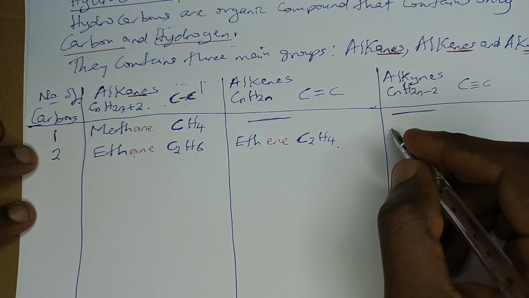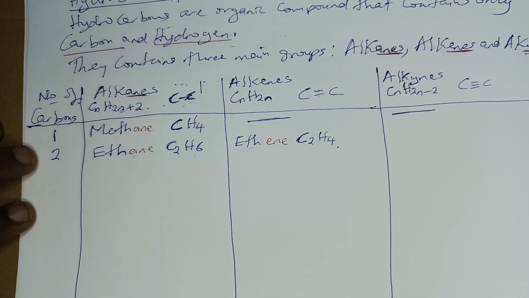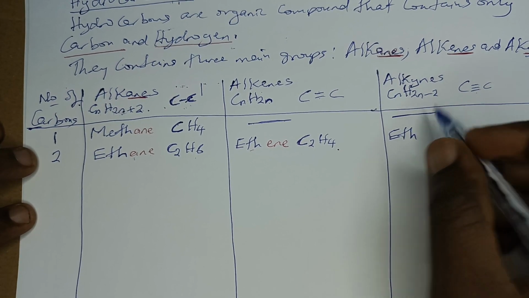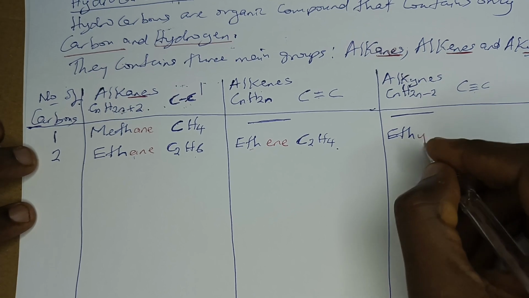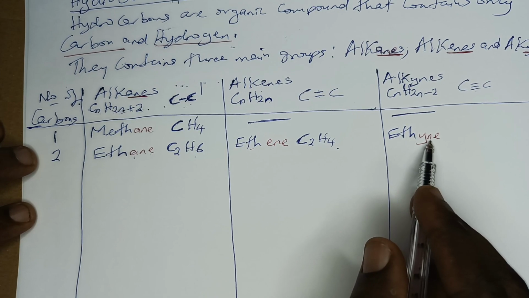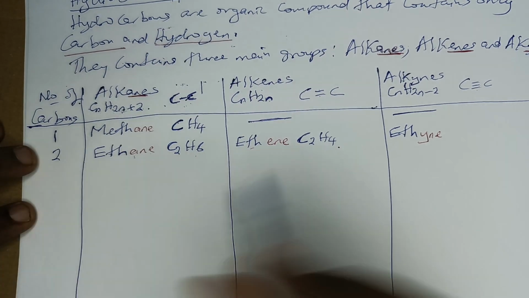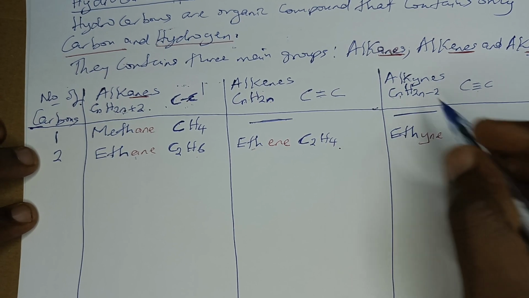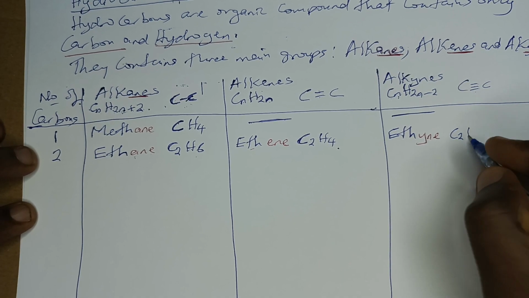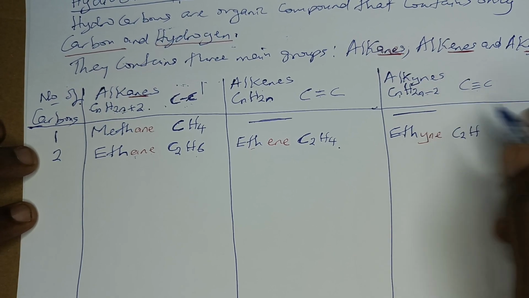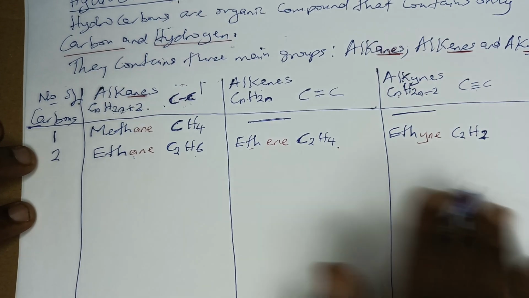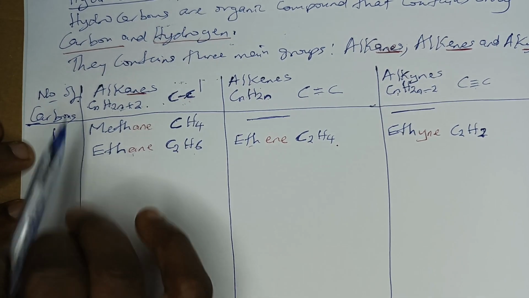Going to this, we have eth as usual. We finish it with YNE. That's ethyne. We want to give the molecular formula there. Now this is substituted by 2, so that will be C2. 2 times 2 is 4, 4 minus 2 should be 2. That's C2H2.